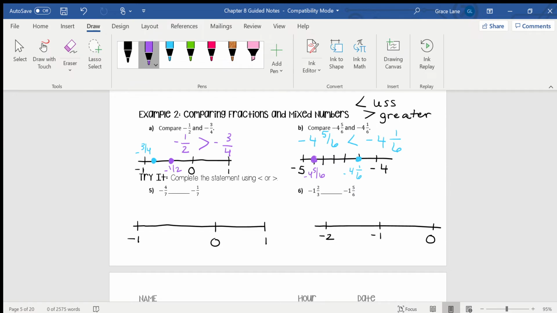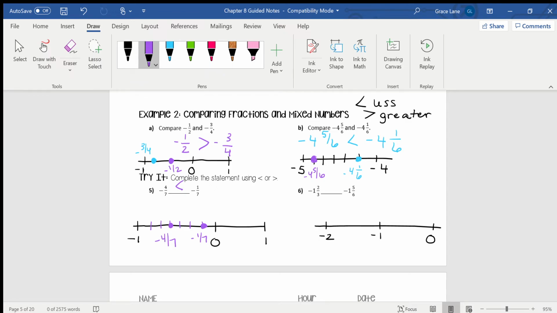Okay, so for the first one, if we're talking about sevenths, if you want to count the sevenths again, you would count, this is 1/7, 2/7, 3, 4, 5, 6, 7 sevenths is equal to 1 whole. So you don't really put a mark there because it's already marked with the 1. So -1/7 would be right here. -4/7 would be 1, 2, 3, 4. So -4/7 is farther to the left, so I know that it is less than.